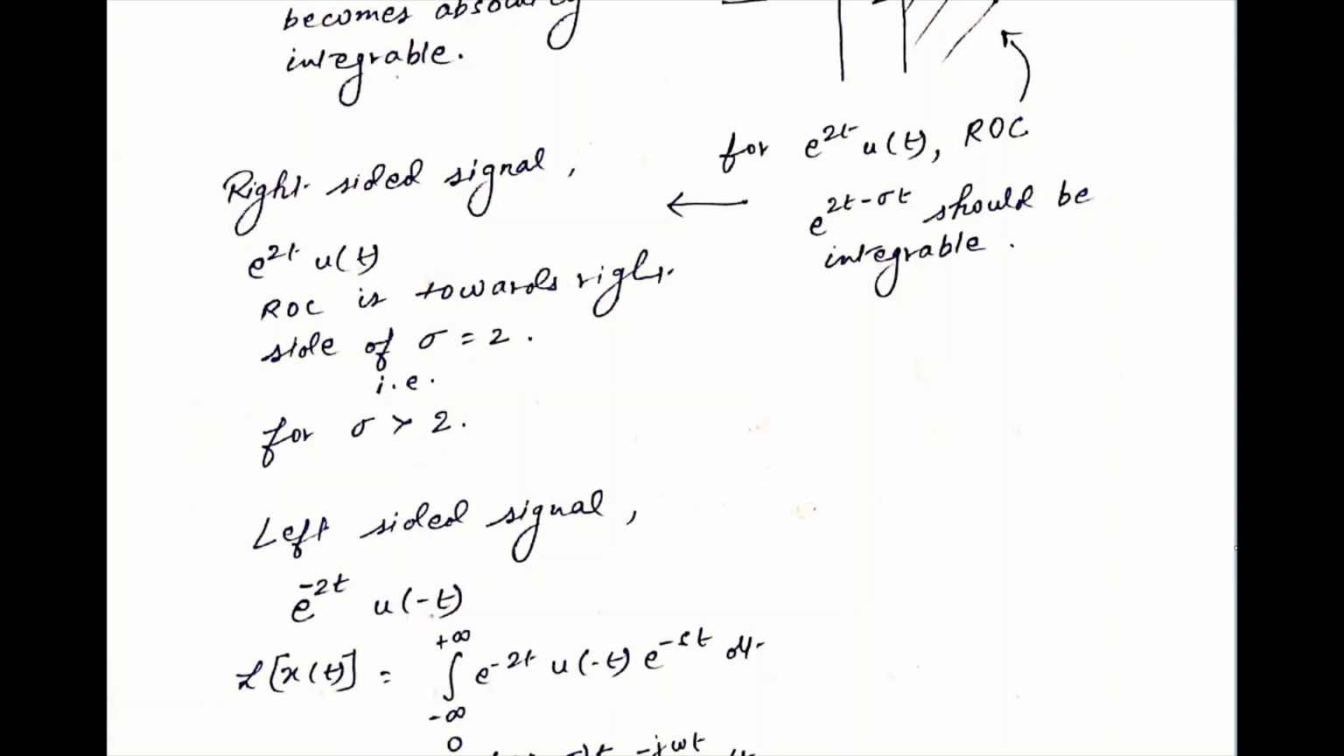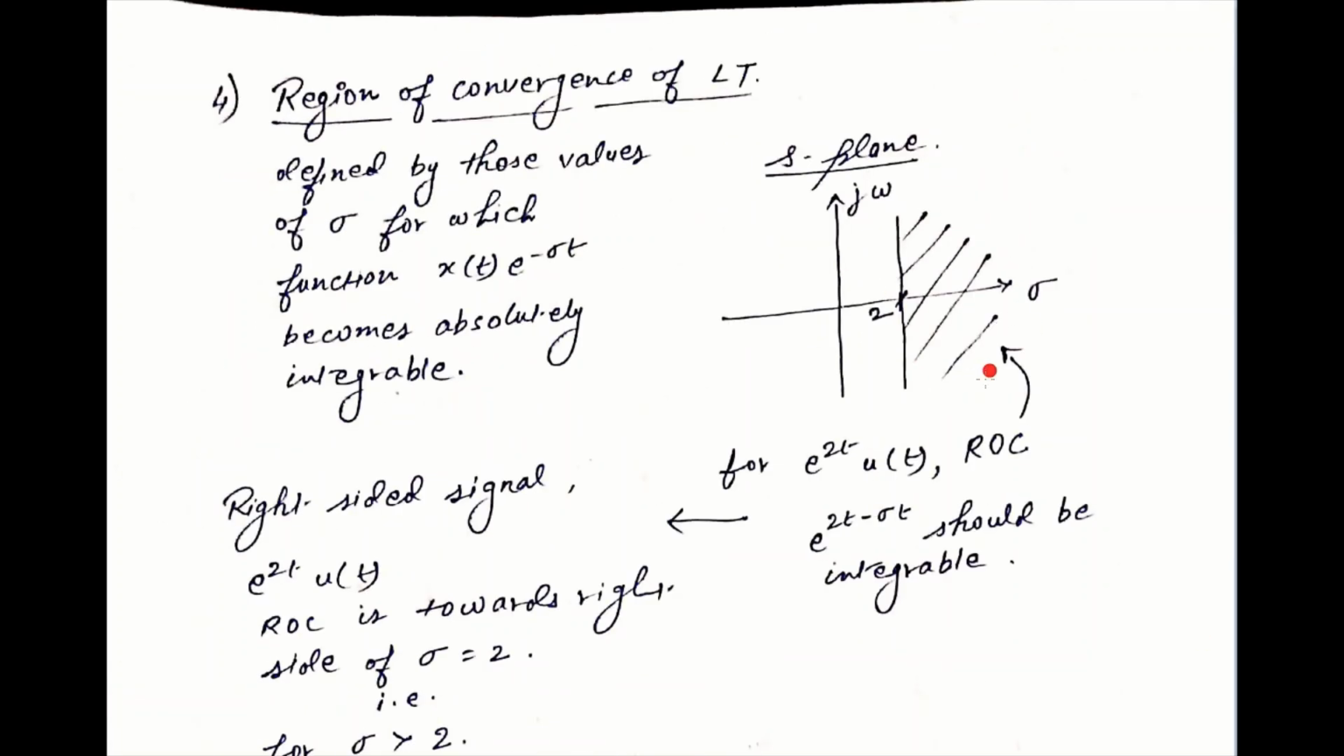I have just told you that the region of convergence for a right-sided signal should be towards the right side of this sigma value. For any function, you will find a sigma value just at the boundary of the region of convergence, and you then have to decide whether the region of convergence is towards the right side of the boundary or towards the left side. So for a right-sided signal, the region of convergence is towards the right side of the boundary. I have told you the logic here.